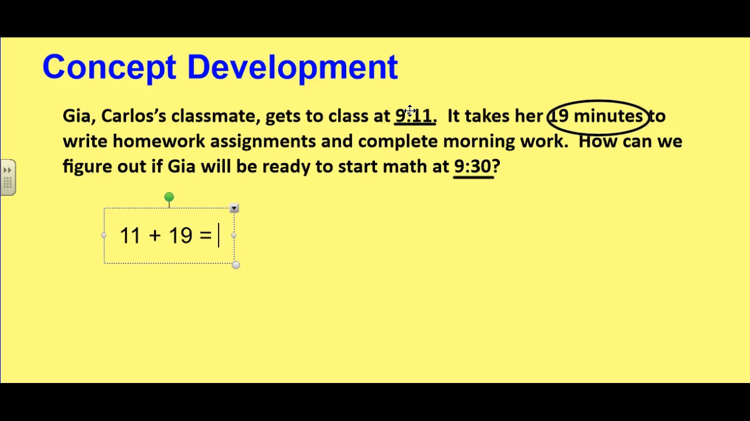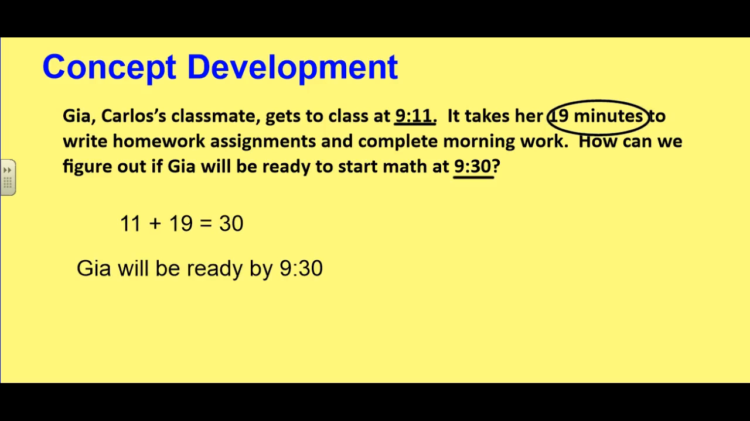So go ahead and add 11 and 19 on your paper to figure out what time she would actually get done writing her homework assignments and doing her morning work, and then that will tell us if she finished in enough time. So push play once you have that down on your paper.